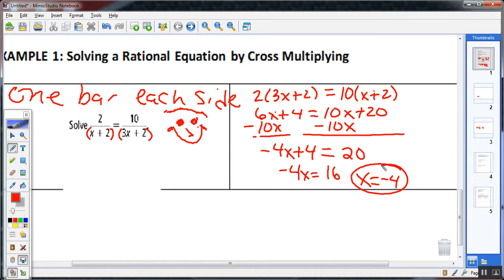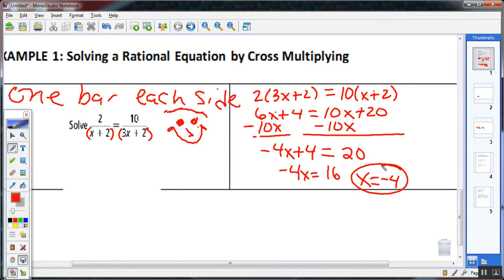So jump up to your original problem, kids. We think negative 4 is the solution, right? Okay. What's negative 4 plus 2 going to get you in a denominator here? Negative 2, right? So are we good to go there? Is it okay to have a negative 2 down here? How about I plug negative 4 in here? What's 3 times negative 4 plus 2? Negative 10. You're on your way. There you go. Easy.